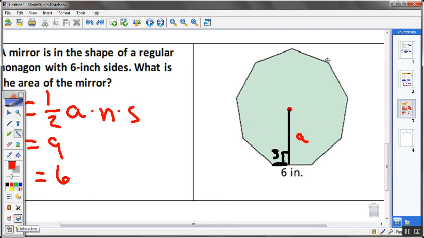If I drew a central angle from, say, here to here, how many degrees would each of those angles be if there was 9 of them going all the way around? Each one of these in here would be 40 degrees, right? You guys agree with that? Okay, so if I would dump in an apothem in this triangle right up here, it would take that 40-degree angle and cut it into what?